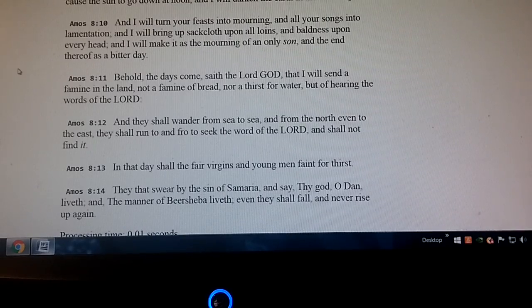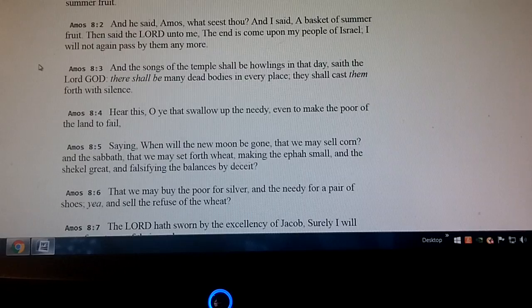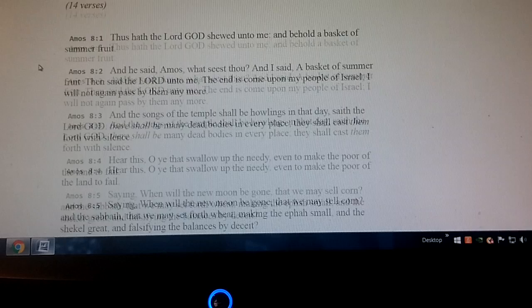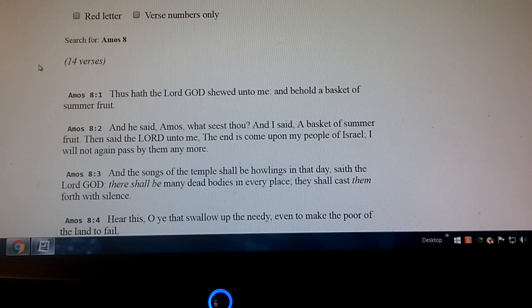Let's read a little bit of Amos, okay? Amos 8, verse 1. Thus hath the Lord God showed unto me, and behold, a basket. Remember, I said, hold on to that basket of summer fruits. And he said, Amos, what seest thou? And I said, a basket of summer fruit. Then said the Lord unto me, the end is come upon my people of Israel. I will not again pass by them any more.